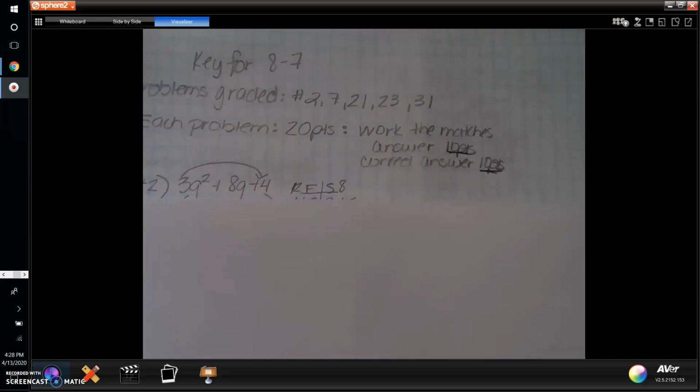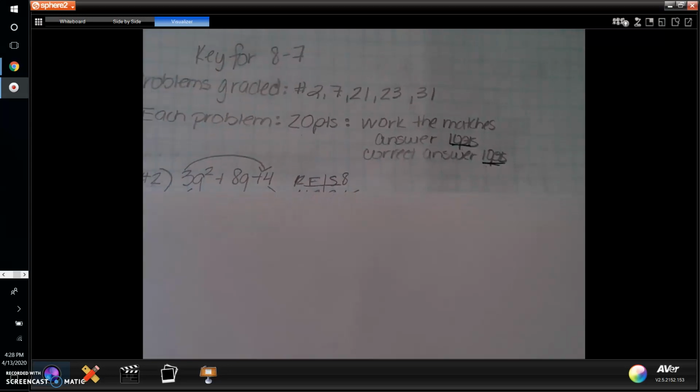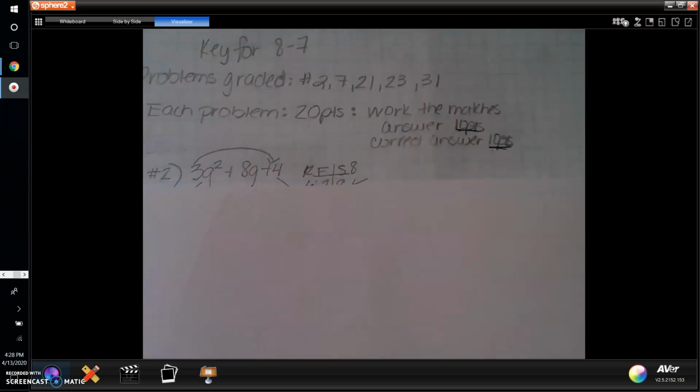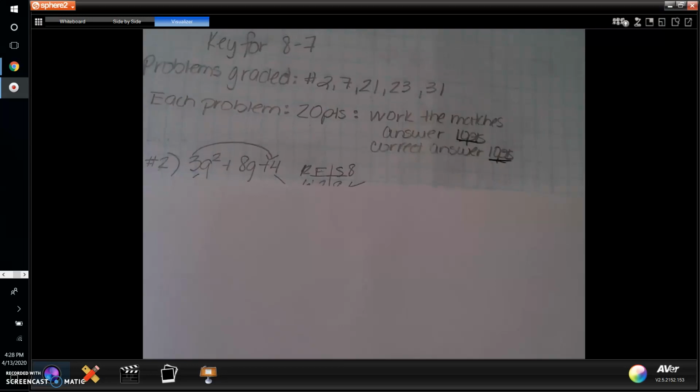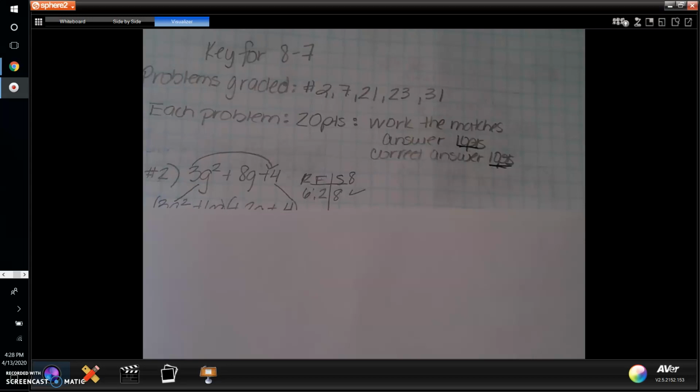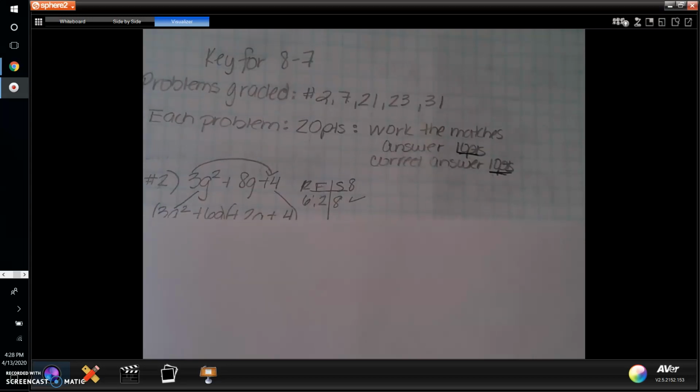number 2. So I have 3g squared plus 8g plus 4. I multiply 3 times 4 to give me a factor of 12. My sum has to be 8. So I worked through, and I found that 6 and 2 meet the criteria, where I multiply 6 times 2, which is 12, and it gives me a sum of 8.